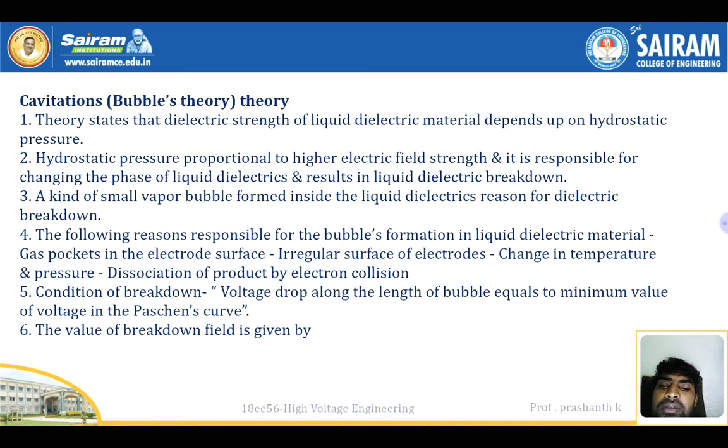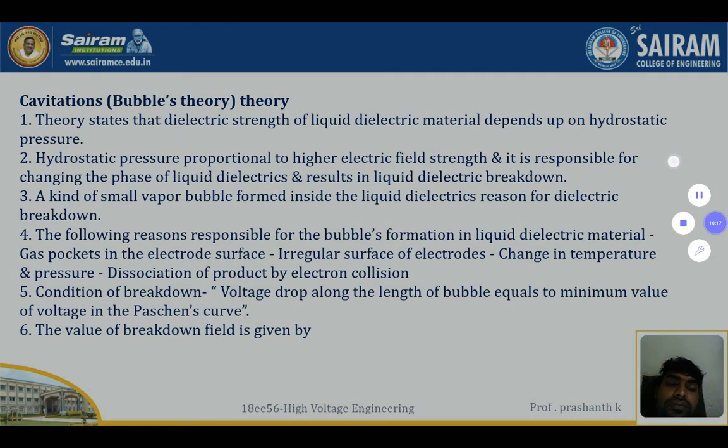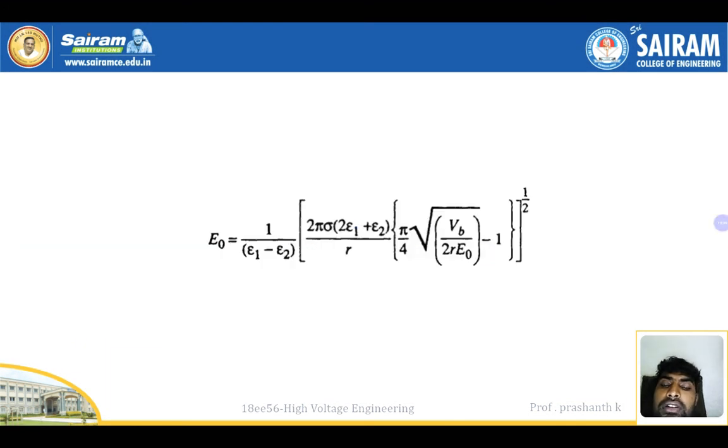The following reasons are responsible for bubble formation in liquid dielectric materials: gas pockets on the electrode surface, irregular surface of electrodes, change in temperature and pressure, dissociation of products by electron collision. Conduction of breakdown: voltage drop along the length of the bubble equals the minimum value of the voltage, Paschen's curve, already we discussed. The value of the breakdown field is given by E naught is equal to 1 by epsilon 1 minus epsilon 2 or 2 pi epsilon. This is equation 1 plus epsilon 2 R, therefore V by 2.